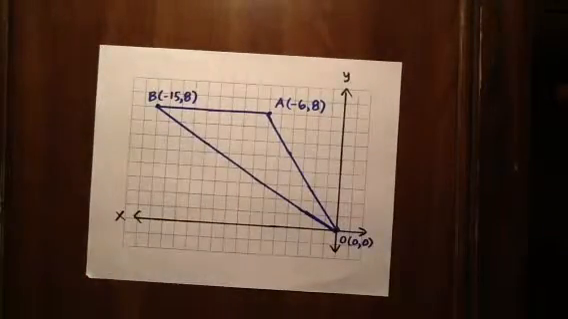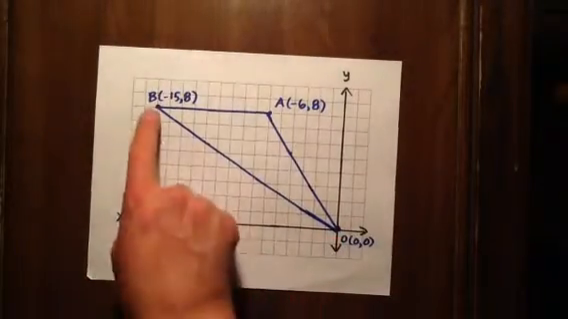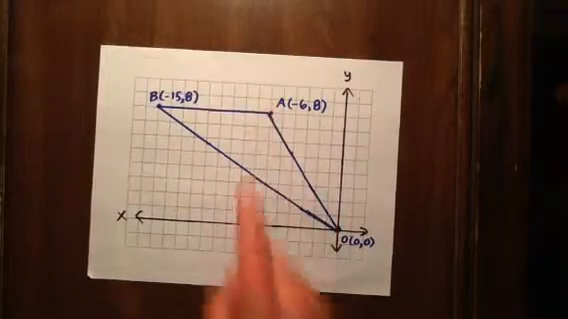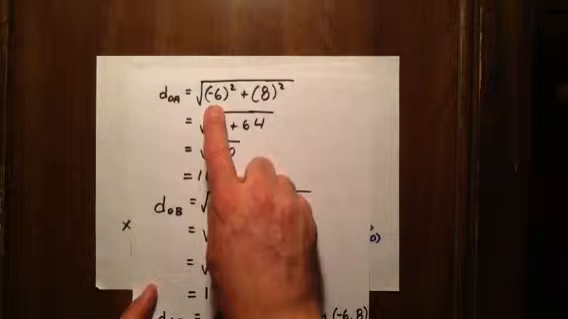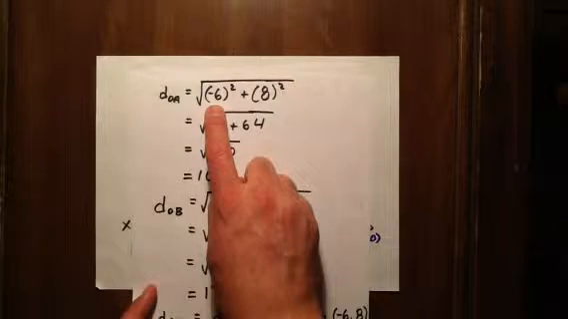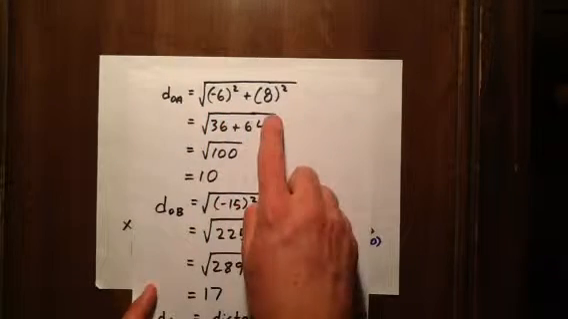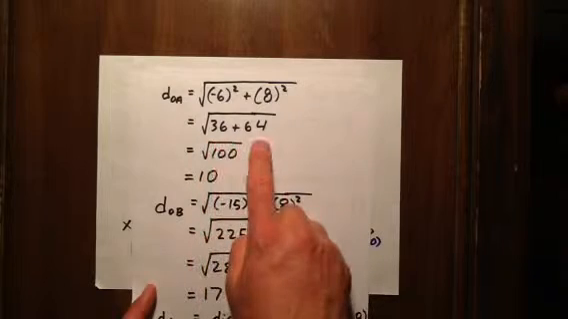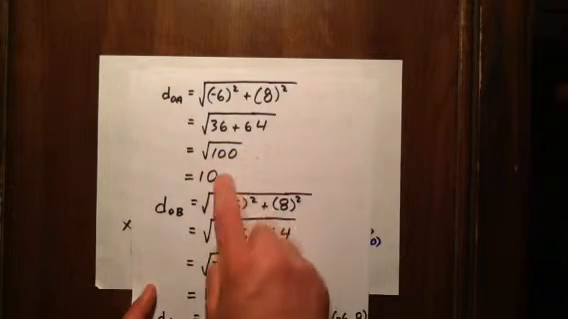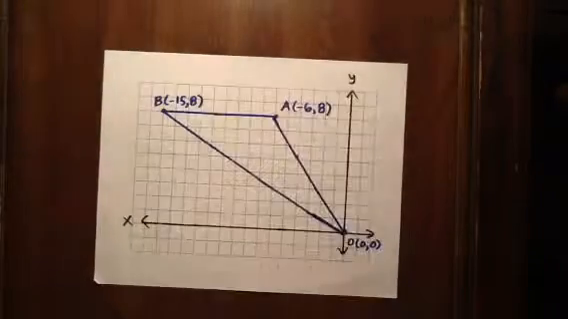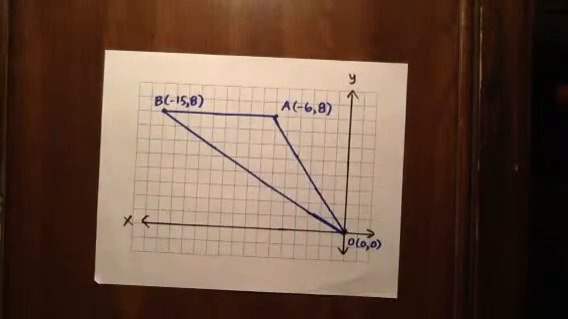So let's figure out the distance from O to A first. The distance from O to A, from the origin to the point (-6, 8), is the square root of (-6) squared plus 8 squared, which is 36 plus 64, which is 100 under the square root. Root 100 is 10. So this is 10 units.